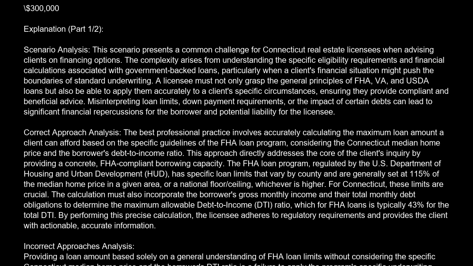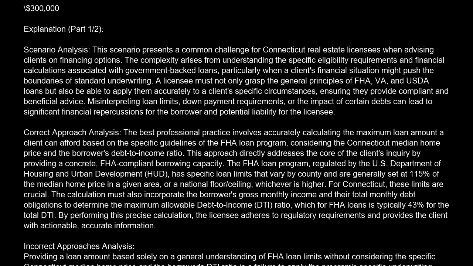The calculation must also incorporate the borrower's gross monthly income and their total monthly debt obligations to determine the maximum allowable debt-to-income (DTI) ratio, which for FHA loans is typically 43% for the total DTI. By performing this precise calculation, the licensee adheres to regulatory requirements and provides the client with actionable, accurate information.